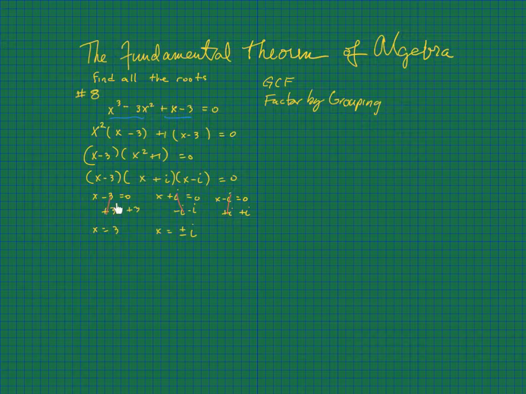So I made each one of these equal to 0. Did my inverse operations, and there I have x is equal to 3, and then x is equal to negative i or plus i, or x is equal to plus or minus i. And that is how you would find all the possible roots for that polynomial. And yes, I originally said there would be 3, and there are 1, 2, 3.